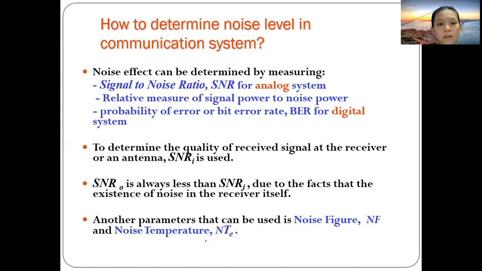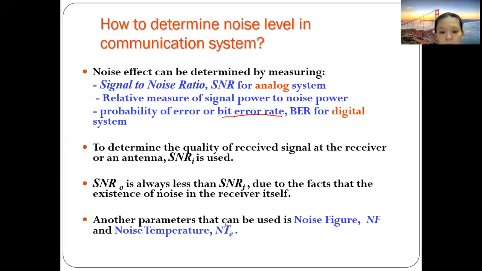How to determine the noise level in a communication system? Okay, noise effects can be determined by measuring the signal to noise ratio, SNR, for an analog system, relative measure of signal power to the noise, or the probability of error, the bit error rate, BER, for a digital system. Okay. Second, to determine the quality of the received signal at the receiver or antenna, we have to use SNR. So SNR output is always less than the SNR input, due to the noise existing in the receiver itself.